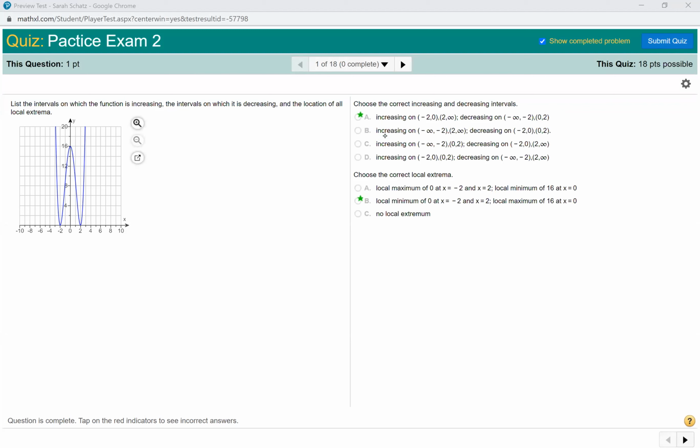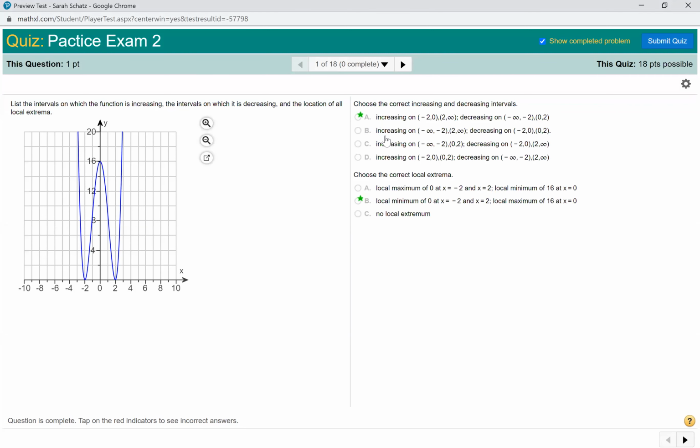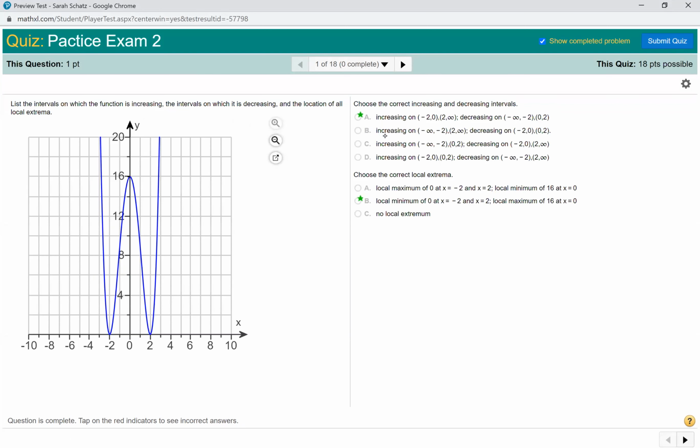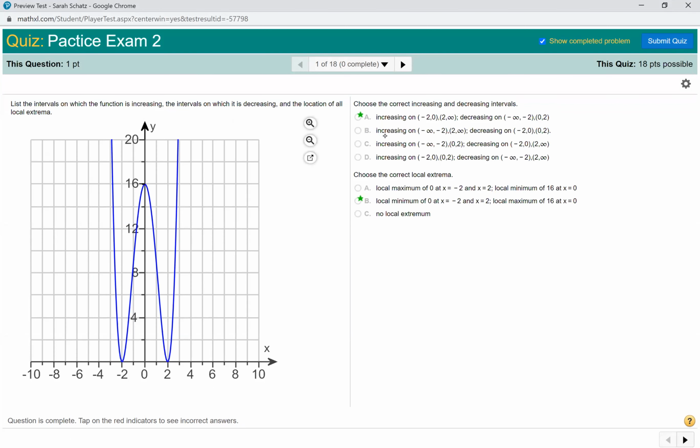Okay, so this is number 1, guys, and we'll see how we can do. Choose the correct increasing and decreasing intervals. Make it a little bigger. That's big enough. All right, so just remember, this one seems simple because you're just looking at a picture, right? Increasing means you're picking where it goes up. Down is decreasing.